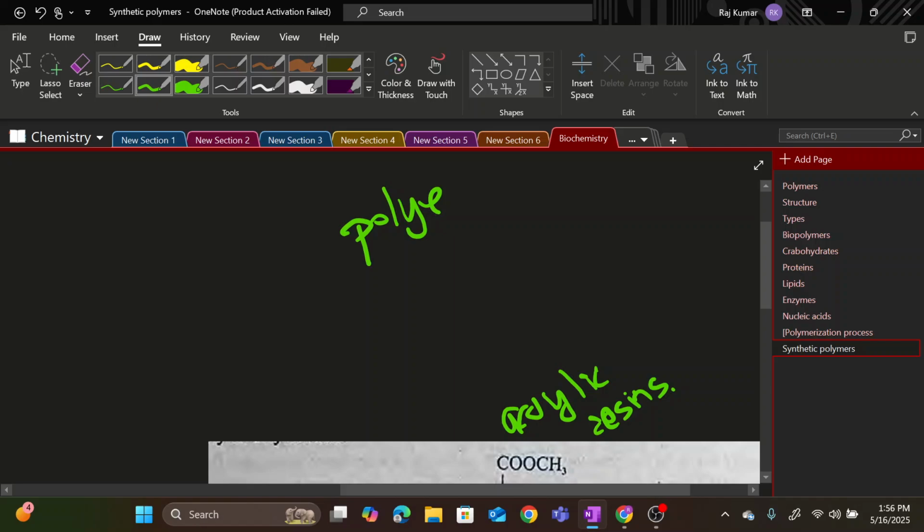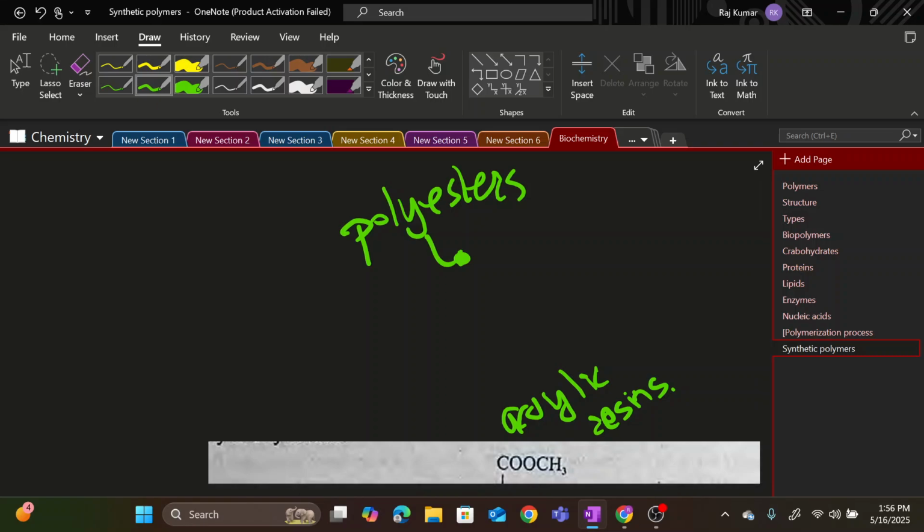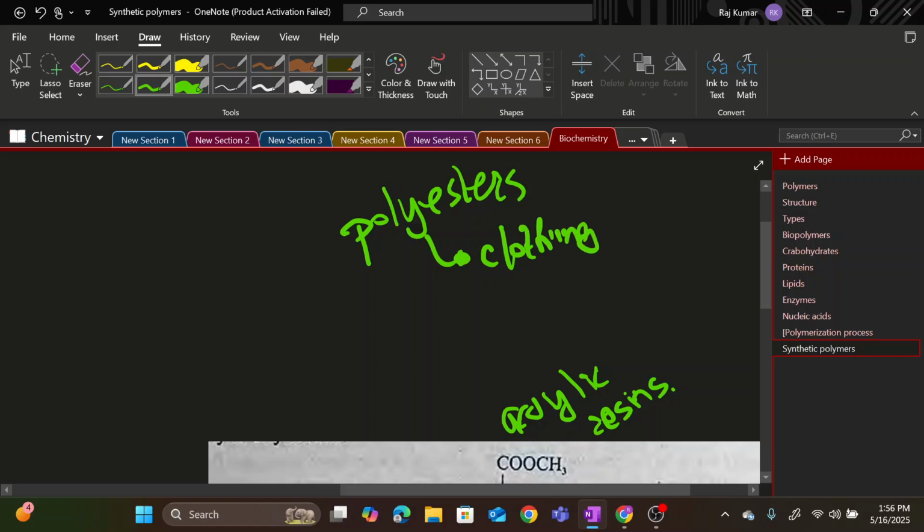Polyesters are used in clothing. When we talk about clothing, there are certain synthetic fibers which are basically polyester. It is used for clothing and for making washing tanks as well. Clothing and wash tanks.